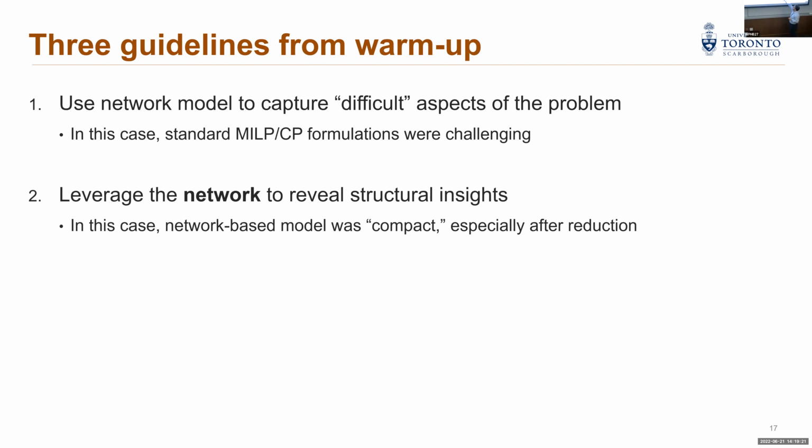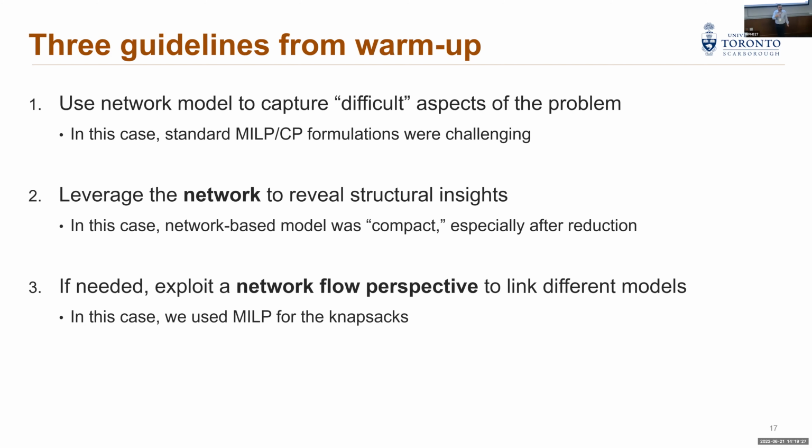So also, we leveraged the network to capture some structure. In this case, the network was compact if you threw away some constraints. So this is a property of the network that we could exploit, okay? Especially we also use reduction, we also use other structures. And finally, we exploited this network flow perspective to actually link different models, to put the models together. Good? So these are the guidelines. Now I'm going to apply these guidelines through the rest of the talk. Make sense? Yeah. That's another question.